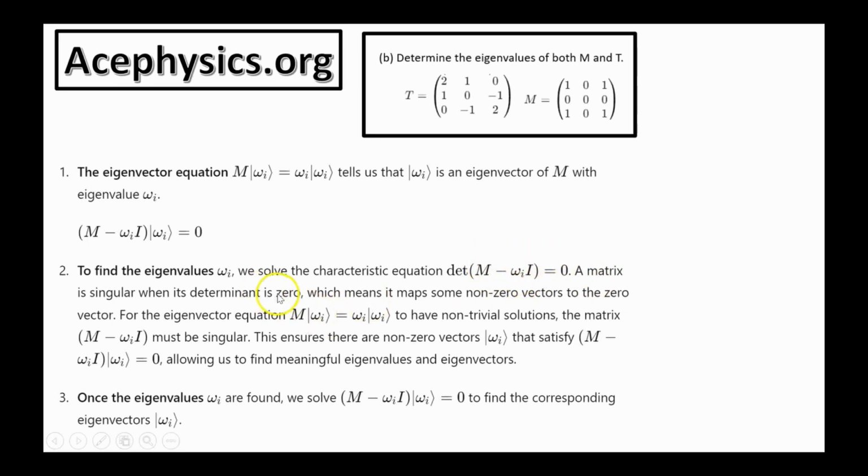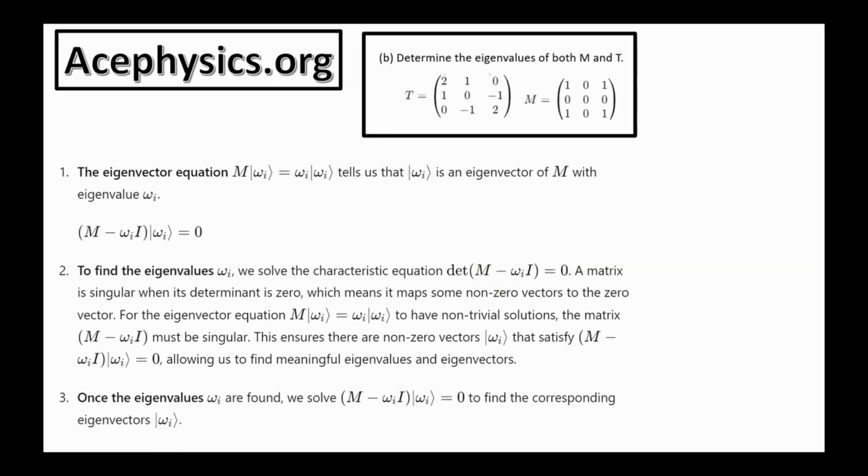A matrix is singular when its determinant is 0. For the eigenvector equation, M|ω_i⟩ = ω_i|ω_i⟩, to have non-trivial solutions, this matrix must be singular. For example, I could always choose the ket equal to all zeros, but that's trivial and not useful, and we don't care about that. Solving this equation is how we get the eigenvalues. And then once we have the eigenvalues, we just plug them back in to get the eigenvectors.